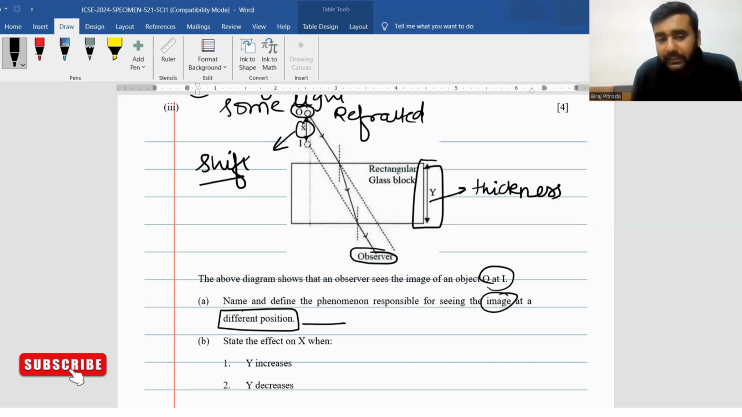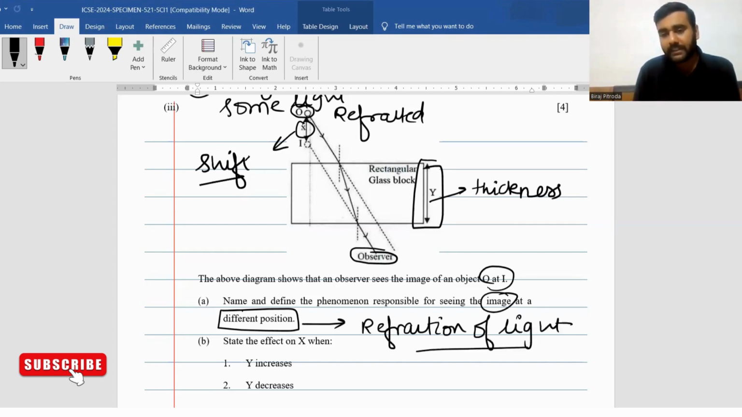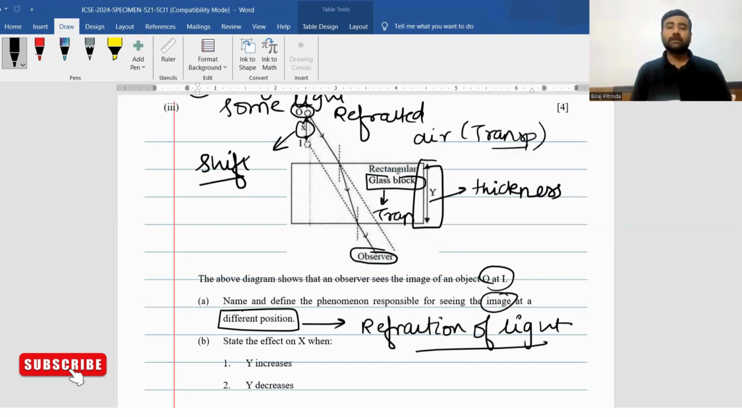So which phenomenon is responsible? The phenomenon responsible is refraction of light. You know why refraction of light? The reason is very simple. First, there is a glass block which is going to act like a transparent medium, surrounded by air, which is again going to act like a transparent medium.